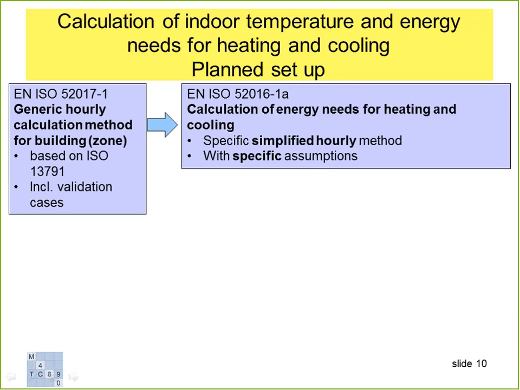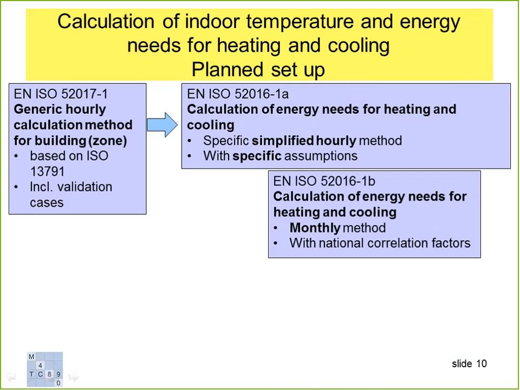And we use this generic hourly calculation method as a basis to develop the new simplified hourly method for the calculation of the energy needs for heating and cooling in the standard 52016 part 1, which will be the successor of the 13790. It will be based on this generic method, but with very specific assumptions for the calculation if you want to do it for the energy needs for heating and cooling. And the same standard will also contain still a monthly method for the calculation of energy needs for heating and cooling.